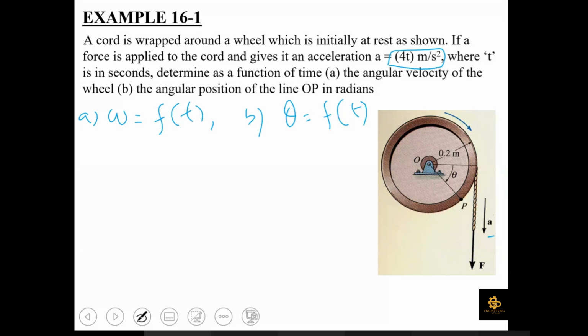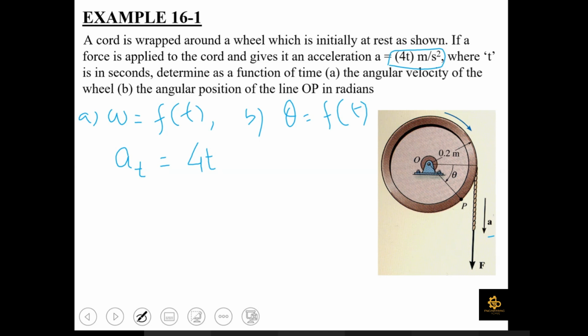So you need to determine omega and theta as a function of time. The wheel is initially at rest. By applying some force on this cord, it gives an acceleration of 40 meters per second square to this cord. Okay, first of all, is it total acceleration or any component of acceleration? It is the component of acceleration. So which component is this one? It is the tangential component of acceleration. So basically the tangential component of acceleration is given to you as AT equal to 40 meters per second square.